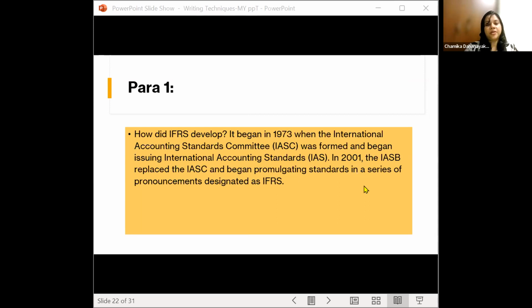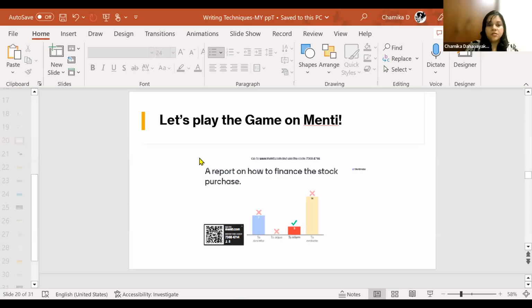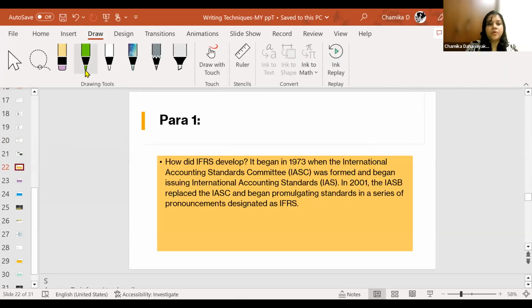How did IFRS develop? It began in 1973, when the International Accounting Standards Committee was formed and began issuing international accounting standards. In 2000, the IASB replaced the IASC and began promulgating standards in a series of pronouncements designated as IFRS. Okay, just give me a second, I want to make it a little smaller, because I want to draw and underline certain things here, right?